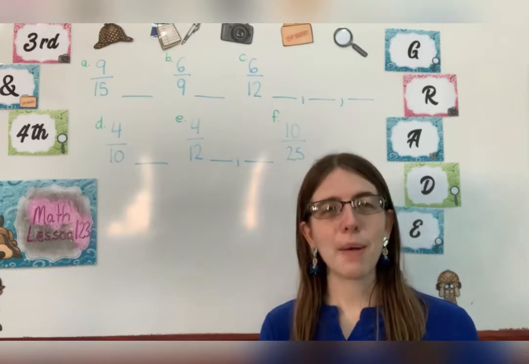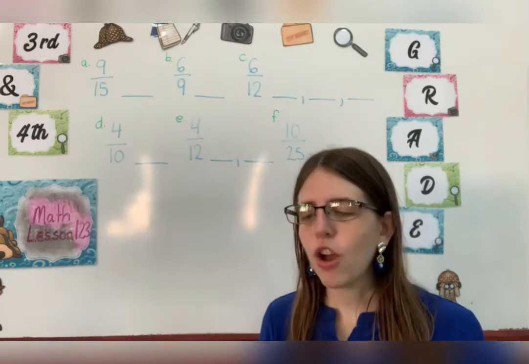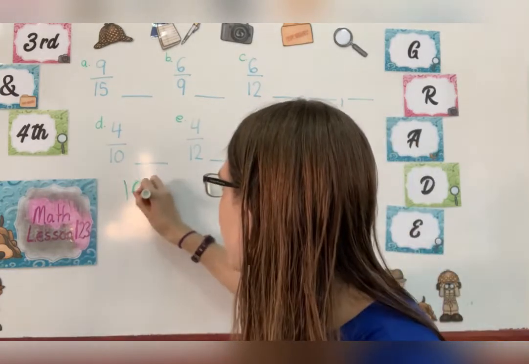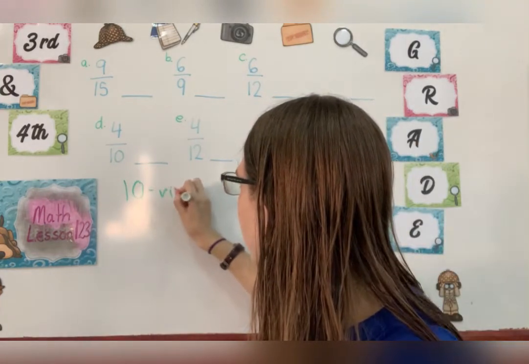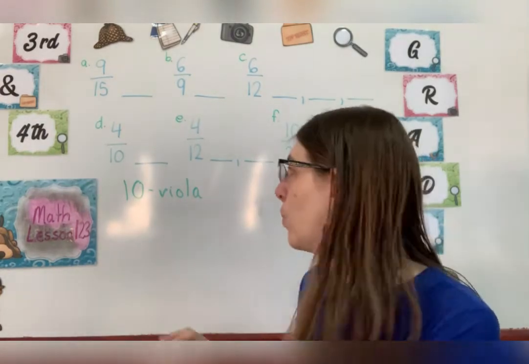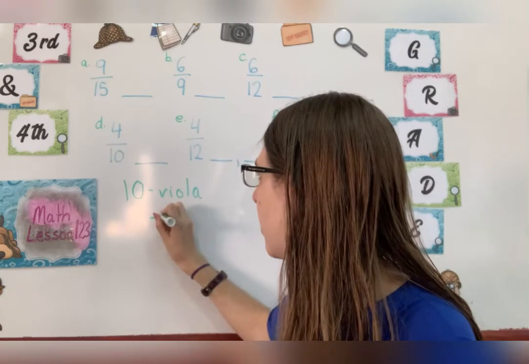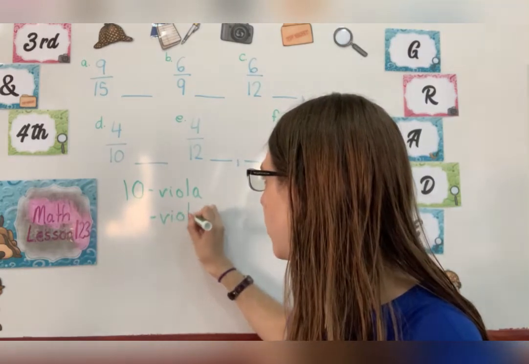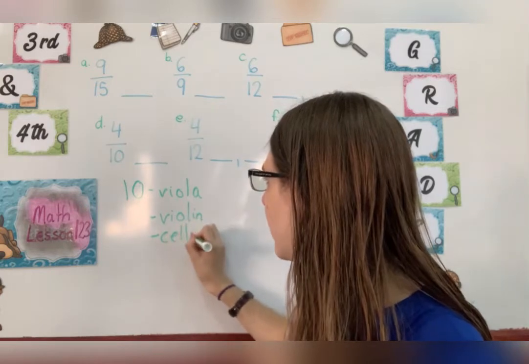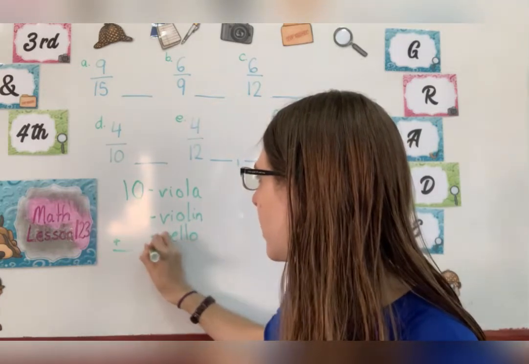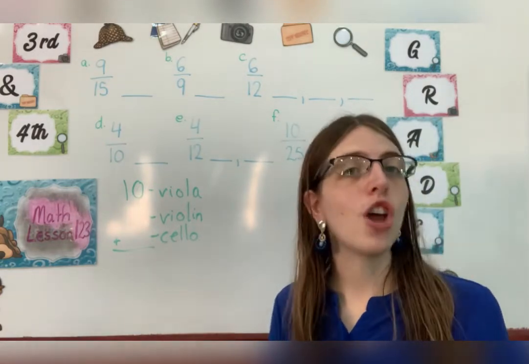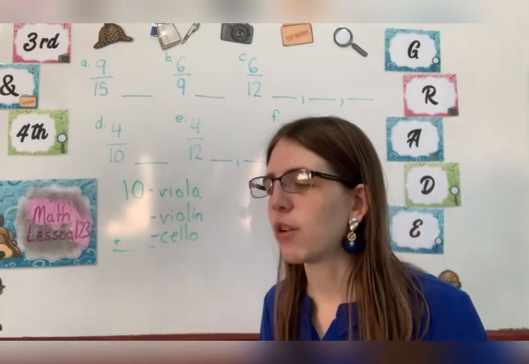So let's find out how many students she has. We know that she has 10 viola students. I want to know the total number of students, which would be the viola students plus the violin students plus the cello students. Do I know the violin and cello students? No, not yet. So that's what I need to figure out.